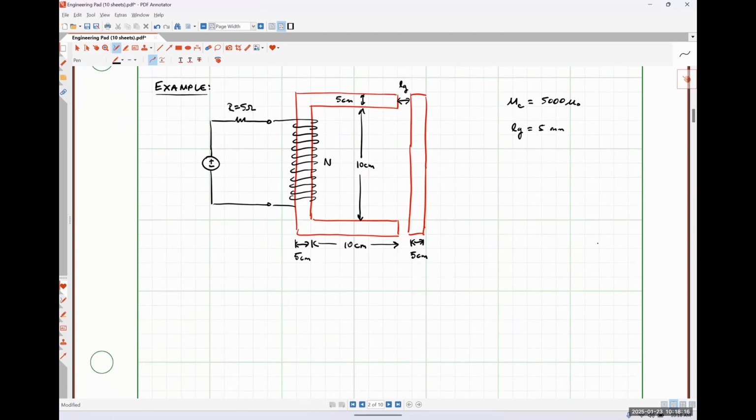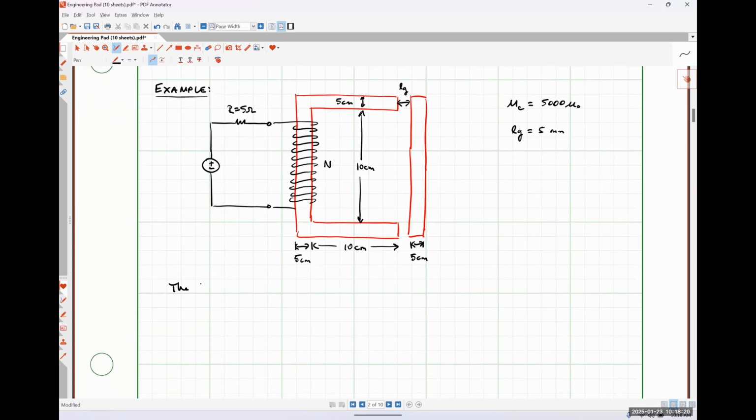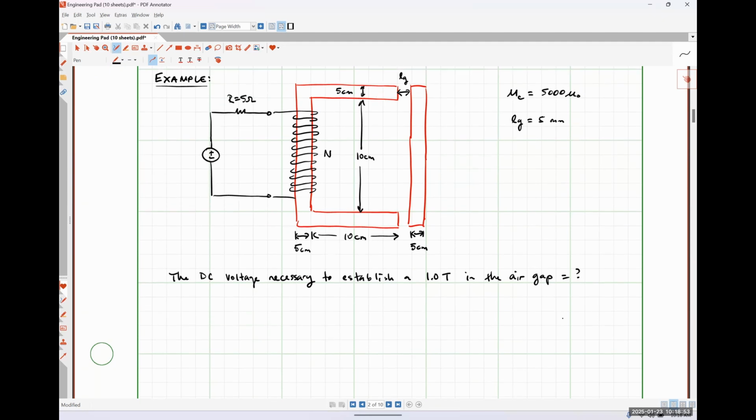And I want us to find the DC voltage necessary to establish a 1.0 Tesla magnetic flux density in the air gap, and the energy stored in the coupling field.